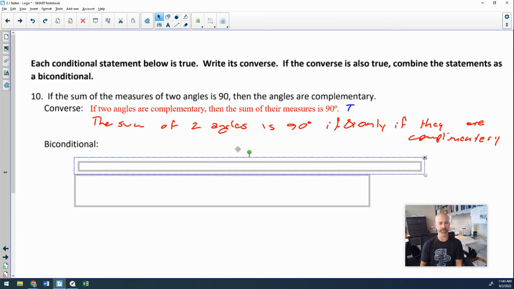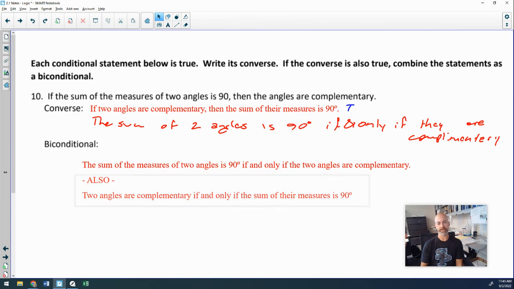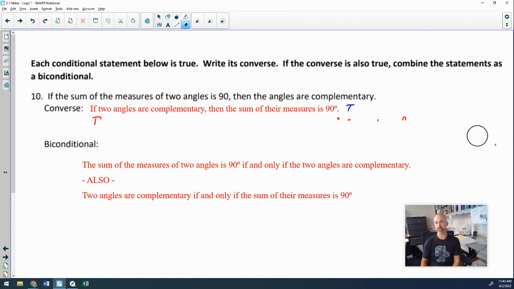Oh, wait, here's the biconditional down here. I wasn't paying attention. Okay, well, here we go. If the sum of the measures of two angles is 90 degrees, if and only if the two angles are complementary. And this is what I was saying earlier. Wow. Okay, so I'll just erase all this. I spent all that time doing that. And you could write it in either order. So you can write the sum of the measures is 90 if and only if that, or two angles are complementary if and only if the sum of the measures is 90 degrees. So I kind of forgot what I was doing there with my planning. All right, moving on.